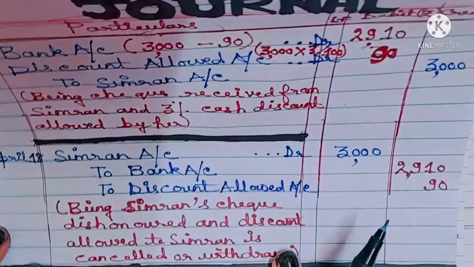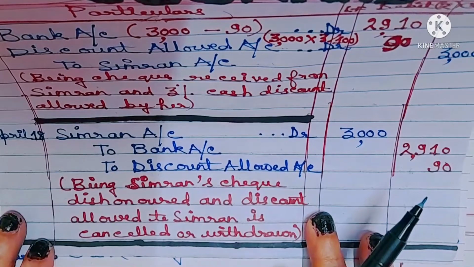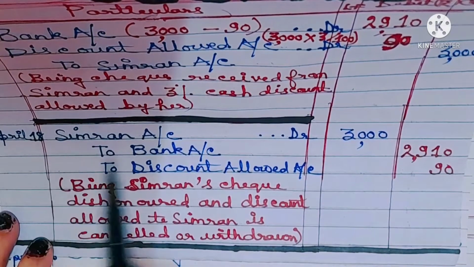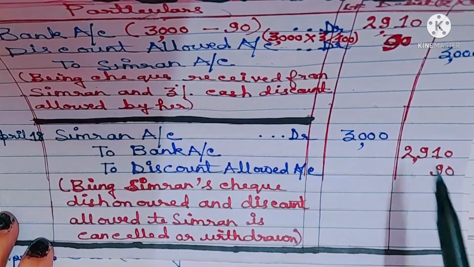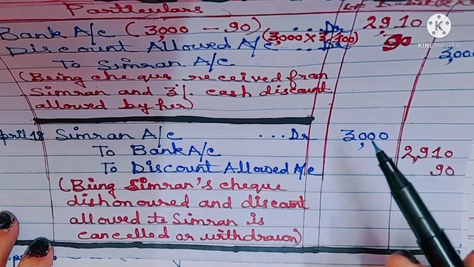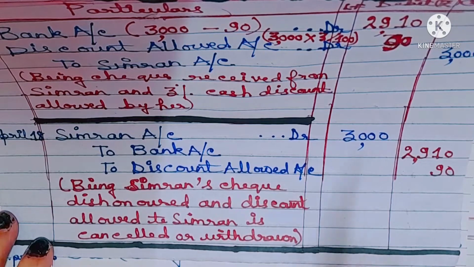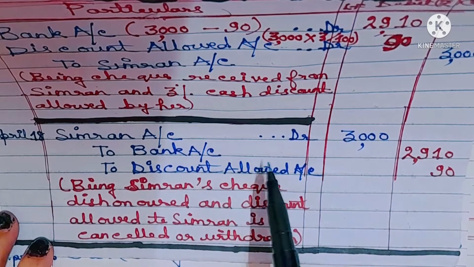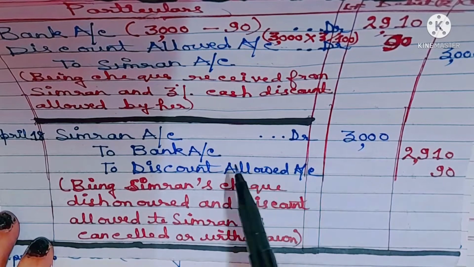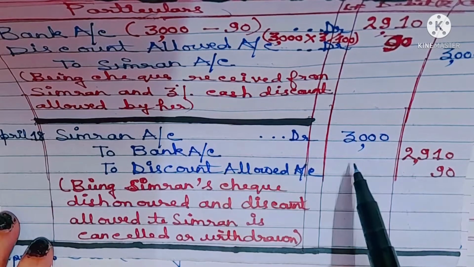Fine. But now on 18th April, Simran's check dishonored. So what will be the journal entry? The journal entry will be Simran account debit, same amount 3000, to bank account credit 2910, because চেকটা কার কাছ থেকে চলে যাচ্ছে? ব্যাংকের কাছ থেকে চলে যাচ্ছে, because bank is not receiving the money because check has been dishonored. So bank will return back the check to Simran. So bank is the giver of the benefit. Since bank account comes under personal account, according to personal account, the giver of the benefit is credit. Since bank account is the giver of the check to Simran, bank account will be credited by 2910.